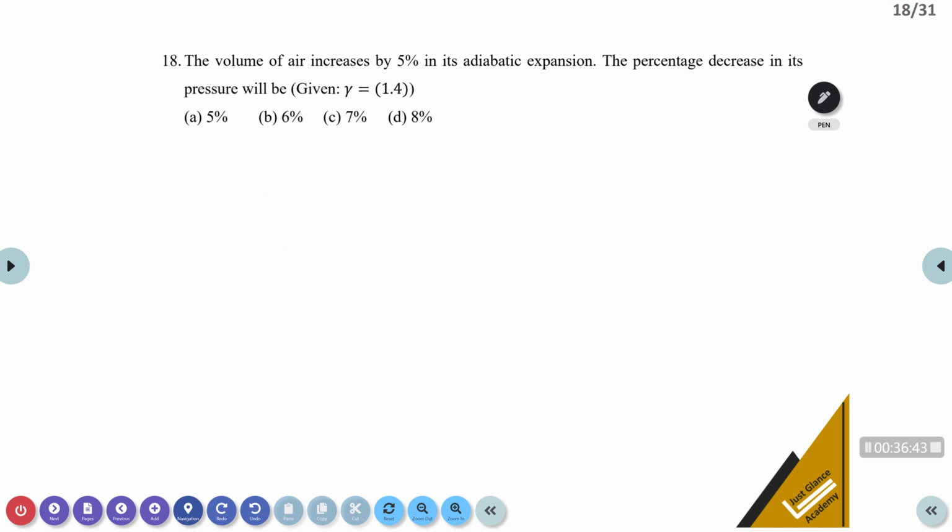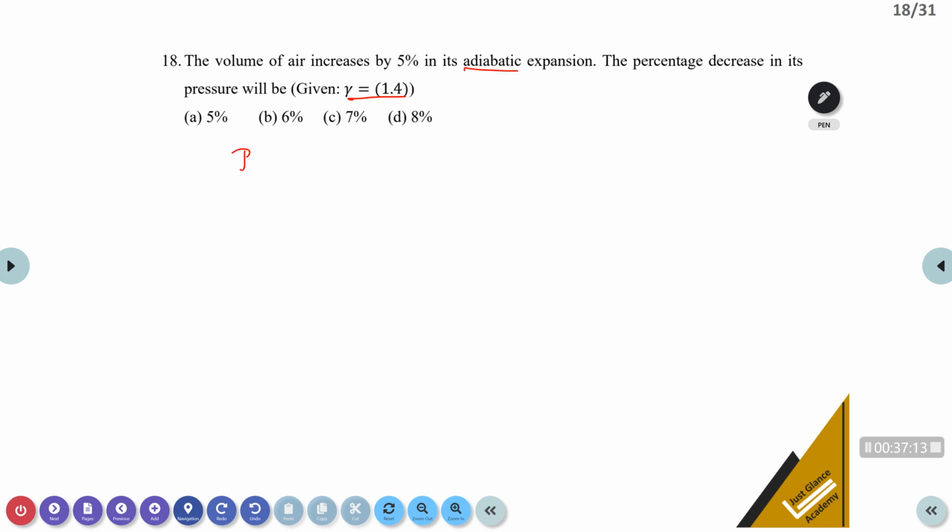So delta V increases by 5% in its adiabatic expansion. What is the percentage decrease in its pressure? As you know, in the PV diagram, as volume increases, the pressure decreases. Here, which process is it? Adiabatic process, because the gamma value has been given, and also the adiabatic process is mentioned.